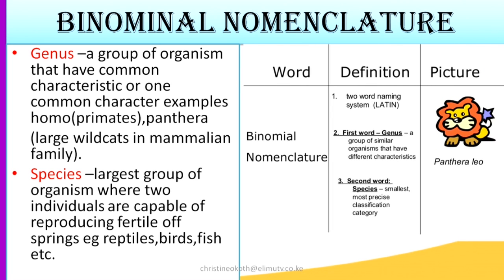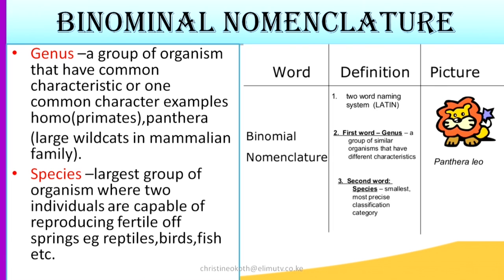So still we are defining binomial nomenclature. So as we have said, these are 2 words naming. The root of this is from the Latin language. So binomial nomenclature, it has to be the genus first. This is a group of similar organisms that have different characteristics or one common characteristic. Then the second name being a species. This is the smallest and the most precise classification category.